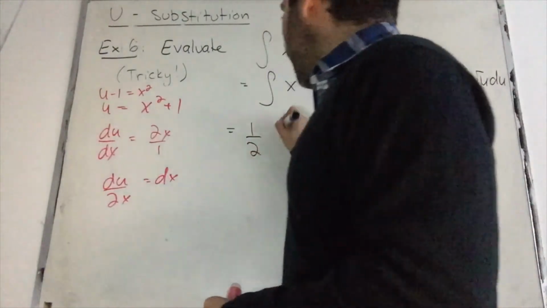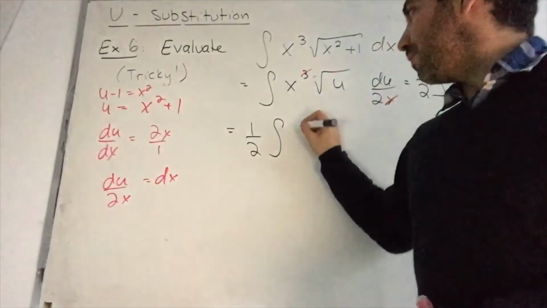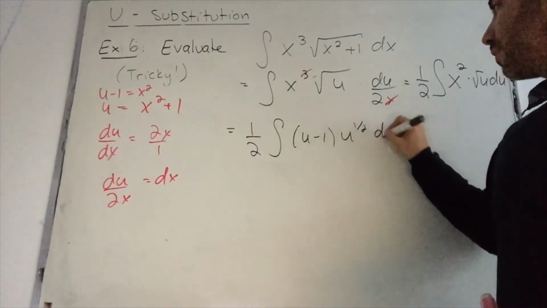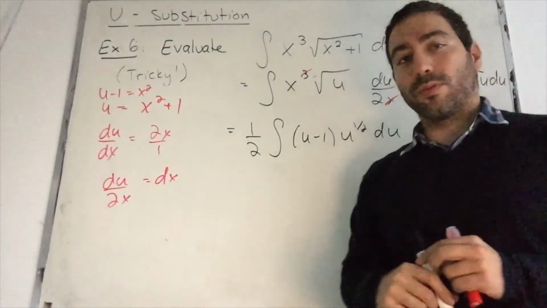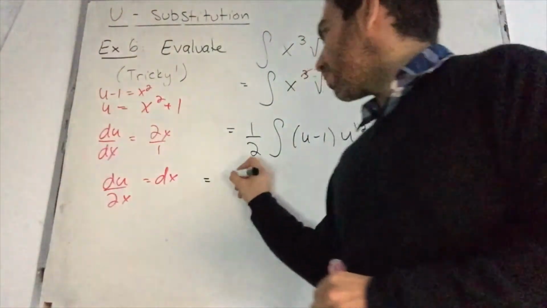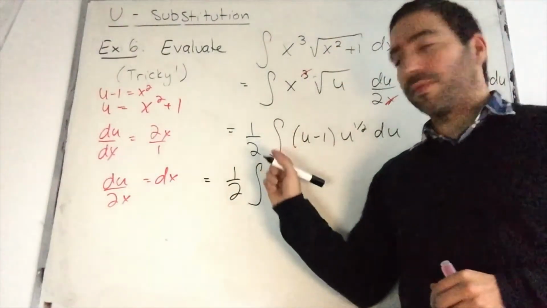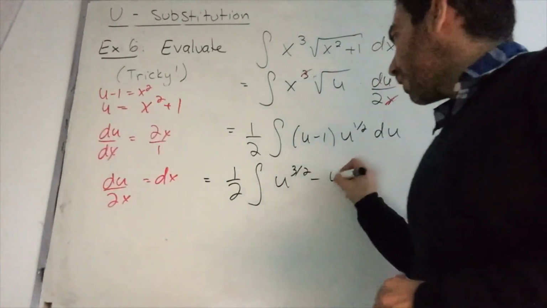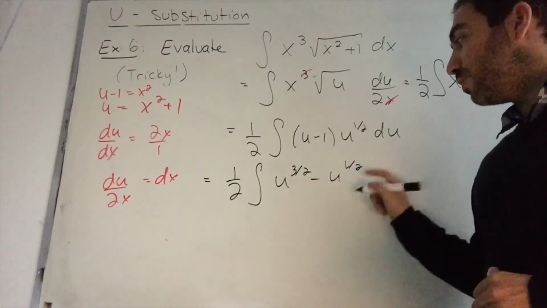And this gives us a 1/2 integral x squared. We're going to replace it with u minus 1. And square root of u, we're going to write it as u to the 1/2 du. Now the integral is expressed solely in terms of u, so we're able to go ahead and solve it. How do we solve this? Well, you distribute the u to the 1/2. 1 times u to the 1/2 is u to the 3/2, minus negative 1 times u to the 1/2 is minus u to the 1/2.